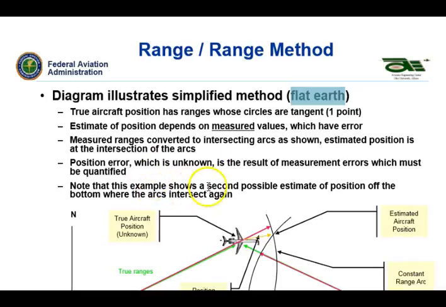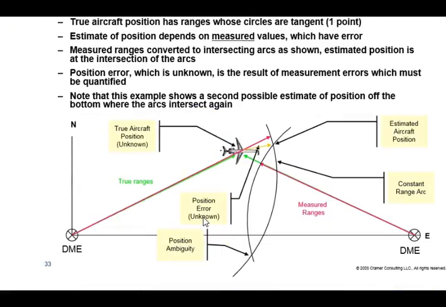Note that this example shows a second possible estimation of position off the bottom where the arcs intersect again. So here you go. Standard commercial jet aircraft. Estimated aircraft position, right? Constant range arc. True position unknown. I mean, if we got satellites out there guiding these aircraft, how the hell could the true position be unknown? I'm going to tell you why.